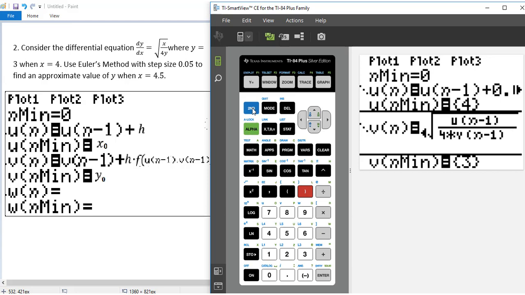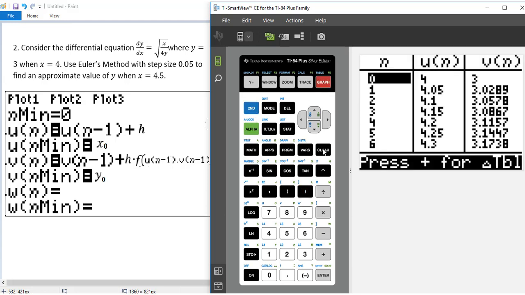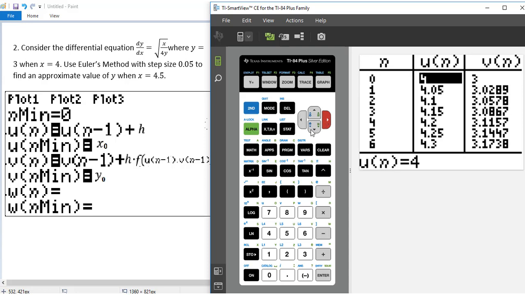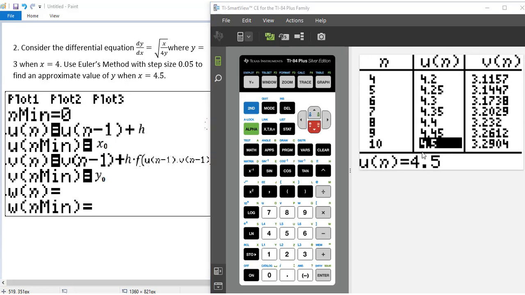Then you can go to second graph or check the table. When x equals 4.5, the approximate value of y will be 3.29.